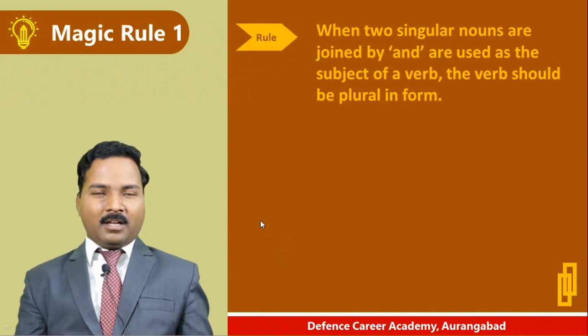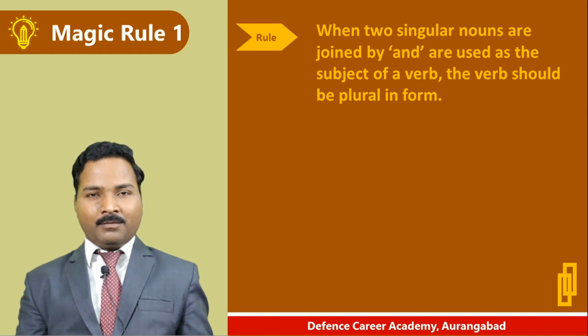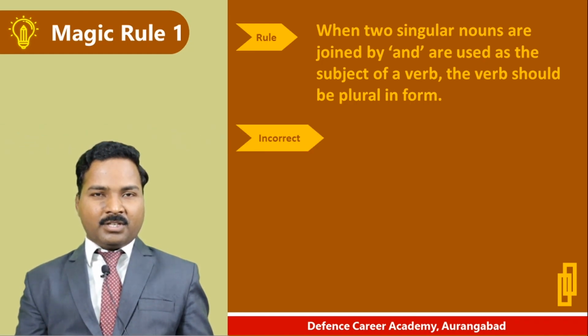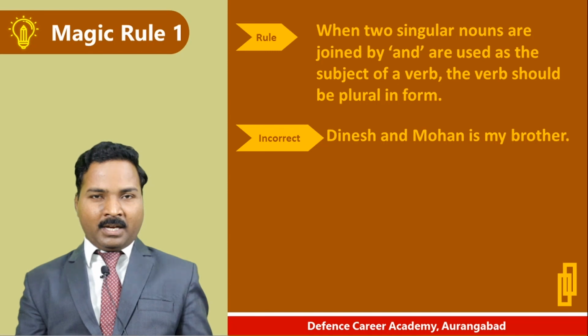And dear friends, this rule talks about two singular nouns joined by and when used as subject, they form a plural subject. When two singular nouns are joined by and, they are collectively used as the subject of a verb, the verb must be plural in form. You can see this example which is incorrect: Dinesh and Mohan is my brother. Is here is an incorrect verb because there needs to be a plural verb because there are two singular nouns which are joined by and.